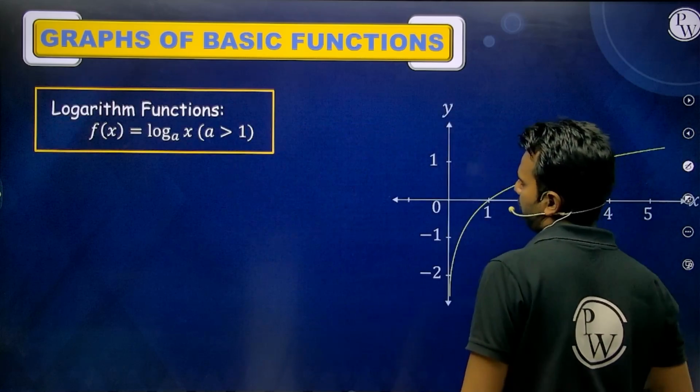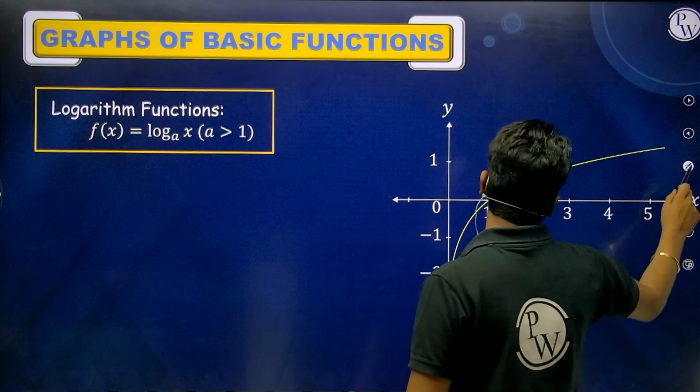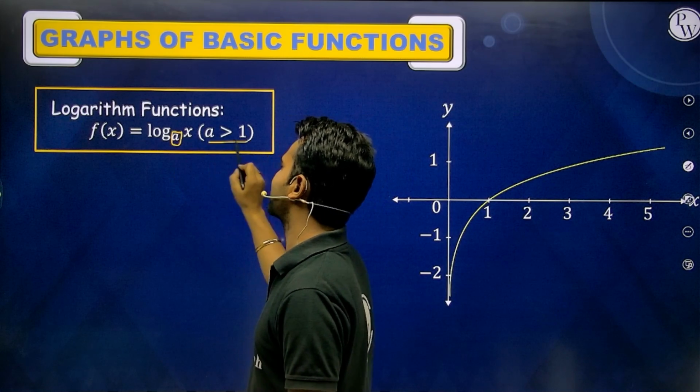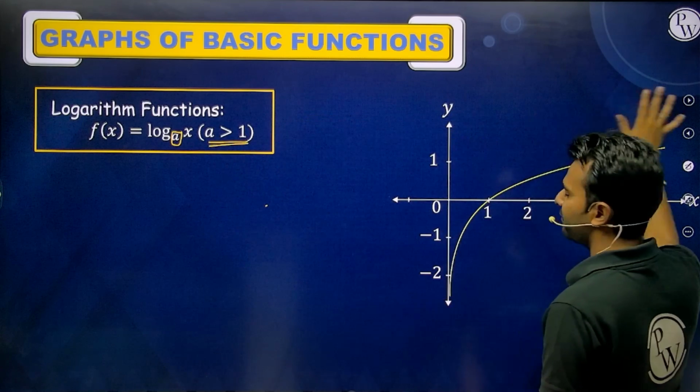Moving ahead, logarithmic functions. Now the graph of a logarithmic function depends upon this base a. If this base is greater than 1, then this kind of graph is formed.